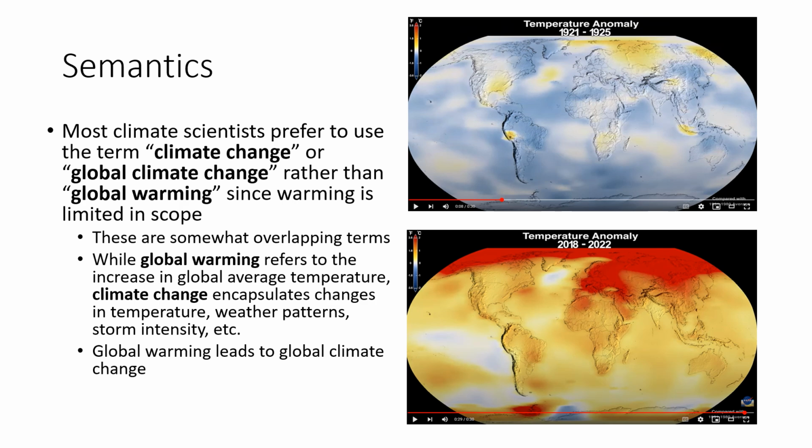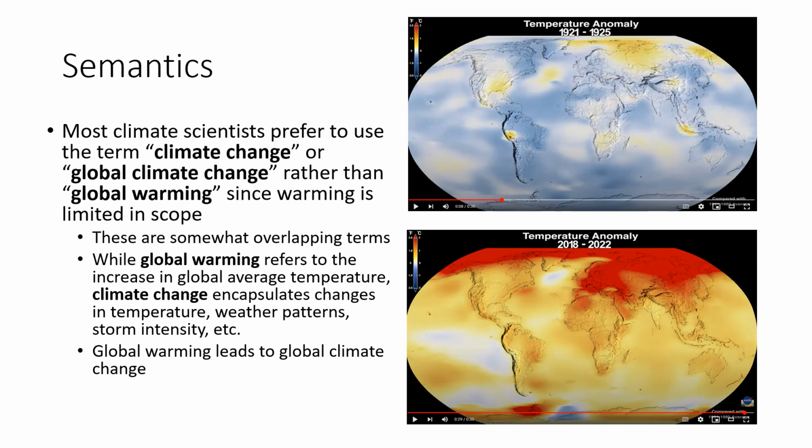Today, we use the term global climate change for a few reasons. Because global climate change is a bigger umbrella term that encompasses everything else. It includes warming. It includes shifting weather patterns. It includes more extreme weather events. All of those other things that we'll talk about in the subsequent slides.